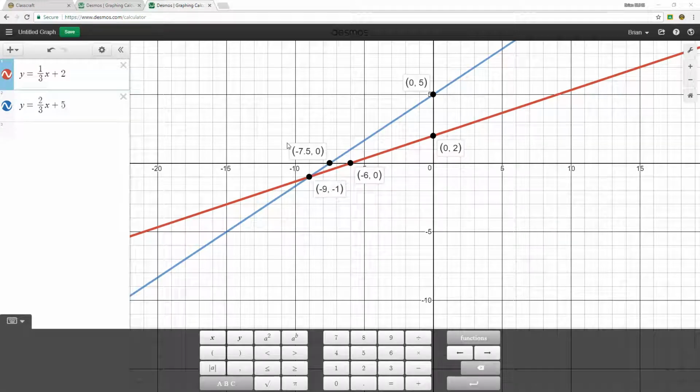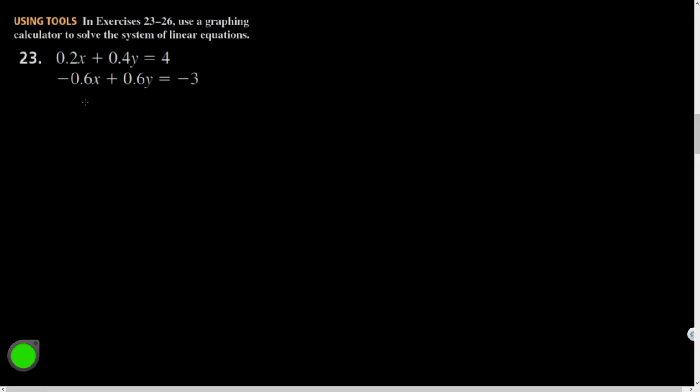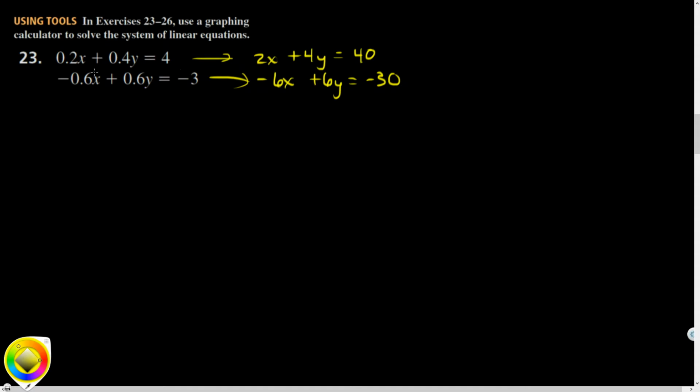Okay? So let's look at this next problem. Oh man, this is where solving by graphing would be a pain. By the way, if I wanted to avoid decimals, I could actually multiply both sides by 10 here. This is the same as 2x plus 4y equals 40. And if I multiply both sides by 10 here, that's the same as negative 6x plus 6y equals negative 30. So if you wanted to avoid decimals, as long as they weren't infinitely long decimals, right, you can actually just multiply both sides by 10 or 100 or 1,000 to shift that decimal place.